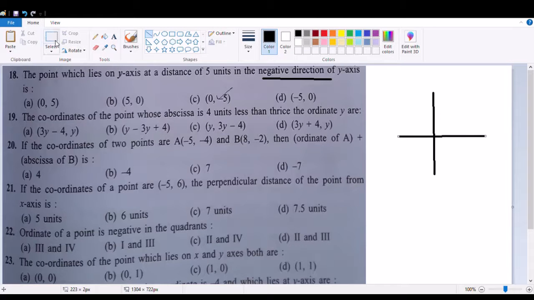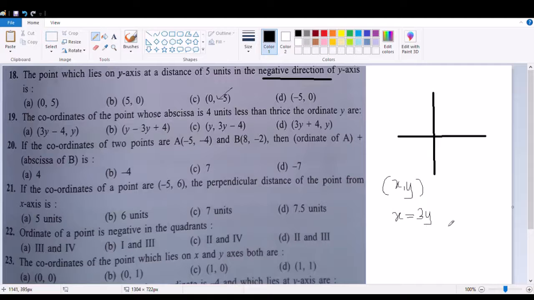Okay, so we will move to the next one. The coordinates of a point whose abscissa is 4 less than thrice the ordinate y are. That means suppose x comma y is our coordinate, where x represents the x coordinate and y represents the y coordinate. And abscissa is what? X coordinate. According to our question, x coordinate will be 4 less than thrice the ordinate y. So thrice the ordinate y means what? 3y.